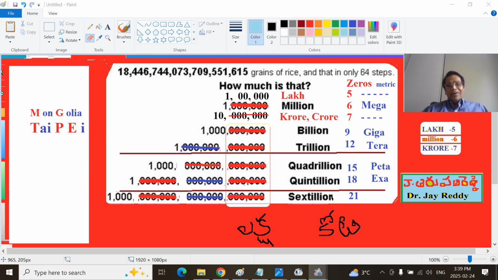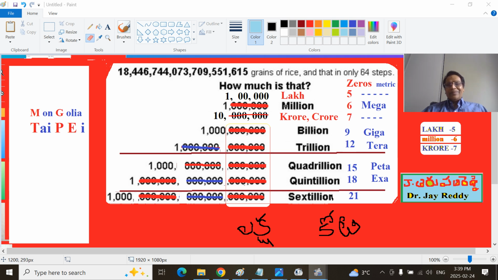There are 8,200 million people on planet Earth today. So we have a million here, 6 zeros. And if you chop out 1 zero, then 5 zeros is the lakh. Million is 6 zeros. Crore is 7 zeros. That means the population of Bharat is 1400 million, that is 14,000 lakhs or 140 crores. Very easy.